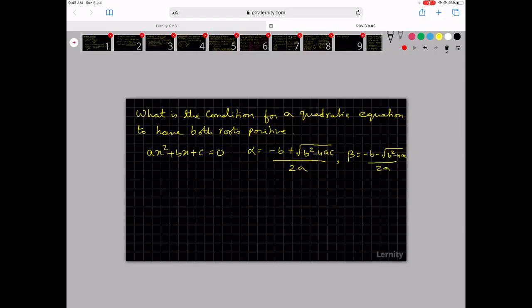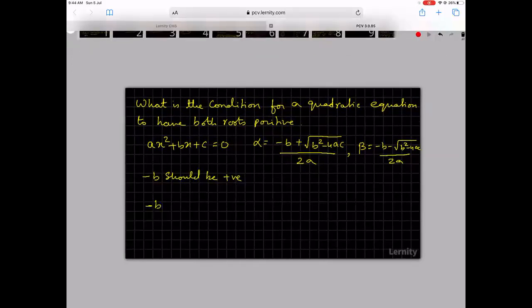So now if both the numbers are positive, do you realize that minus b should be positive? Also, minus b should be greater than root of b squared minus 4ac, so that when you subtract one it will still be greater than 0. So now I'm going to square this. If I square this, I'll get b squared greater than b squared minus 4ac. So I'll take 4ac to the other side. So it will become 4ac is greater than b squared minus b squared. That means ac is greater than 0.